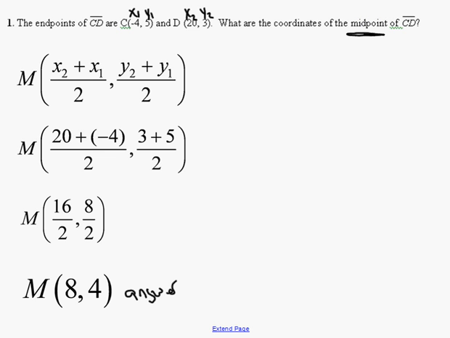Anytime you're asked for a midpoint, your answer should always be in coordinate form, because you're being asked for a set of coordinates. In a coordinate plane, the midpoint is going to be a set of coordinates.